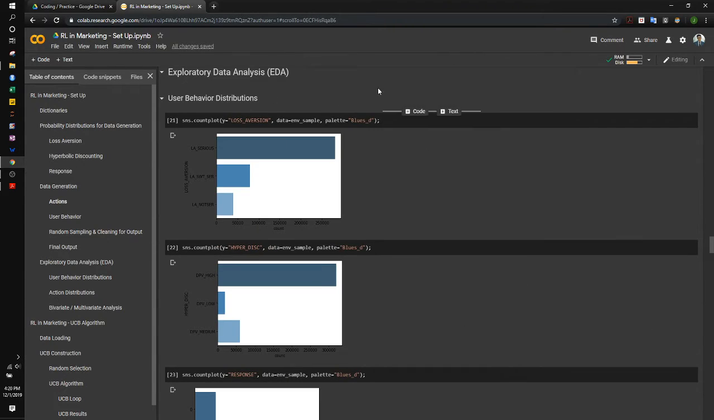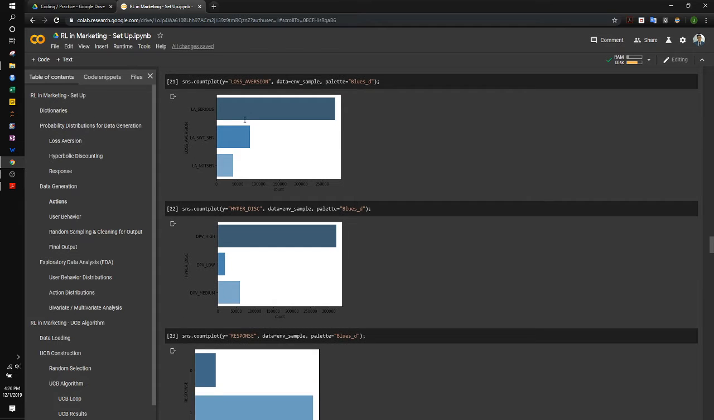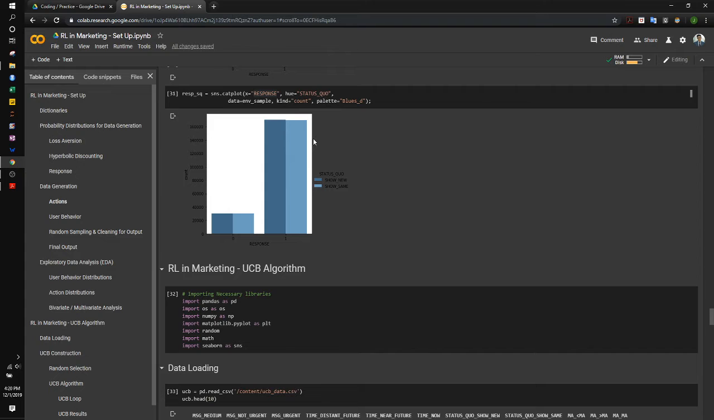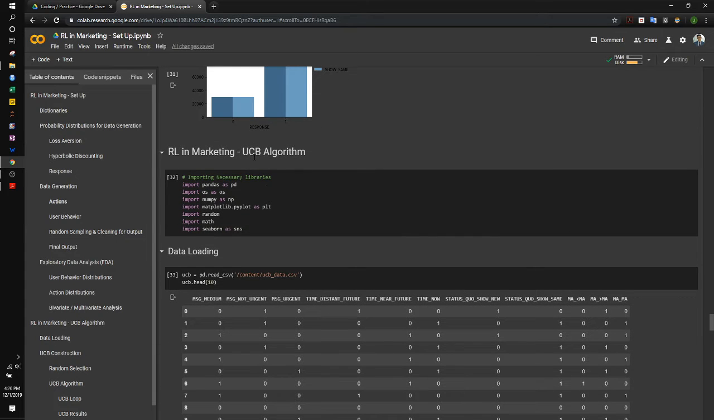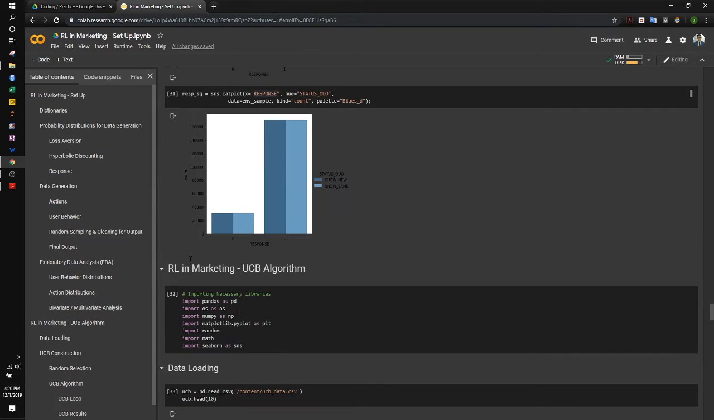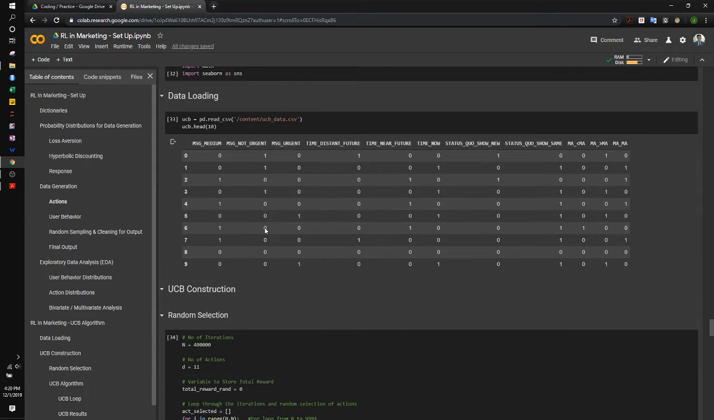So we have a little EDA section here, but that's not vital as of now. It's just for our own learning. And then we have the UCB algorithm part here. So we basically load the data after cleaning it. The data structure here is, we did a little bit of cleaning in the earlier sections, cleaning for output, but basically I'll explain what it is doing.